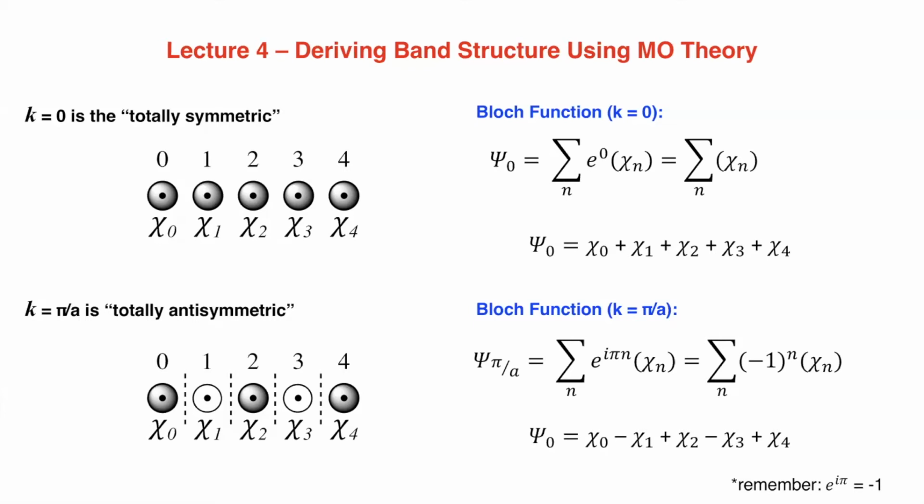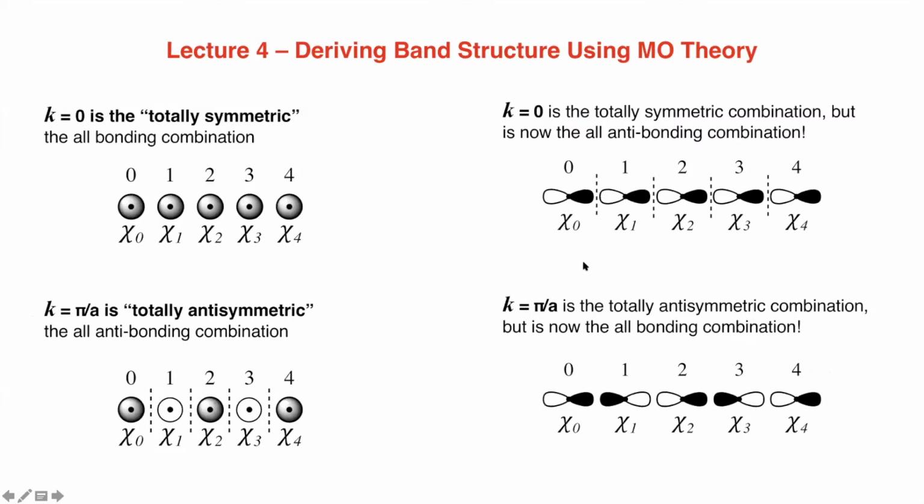The solution pi over a gives back a plus and minus sign alternating as you jump from one function to the next. So you can see the symmetry of the orbital changing. And so the solution of the Bloch function for pi over a is this totally antisymmetric combination, whereas the k equals 0 combination is the one where the basis orbitals don't change sign. And so the k equals 0 solution for s orbitals is bonding, and the k equals pi over a for s orbitals is antibonding. But now if you do that same thing for p orbitals, you get a different result.